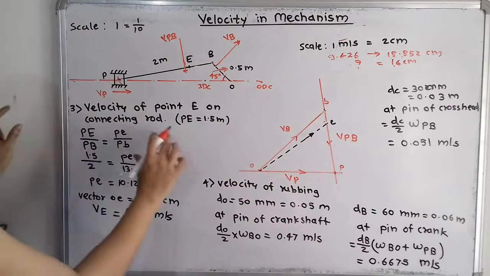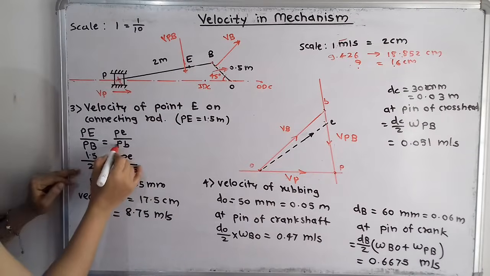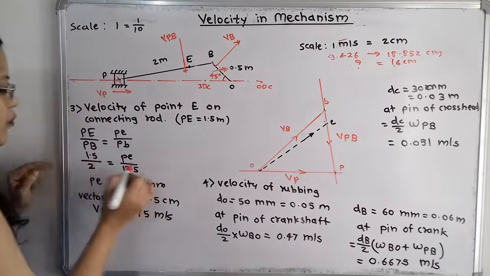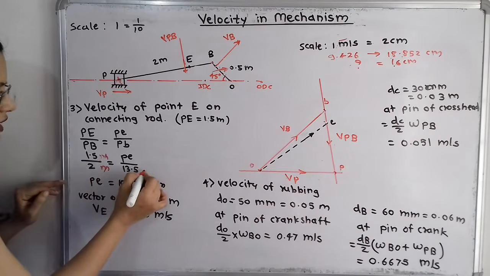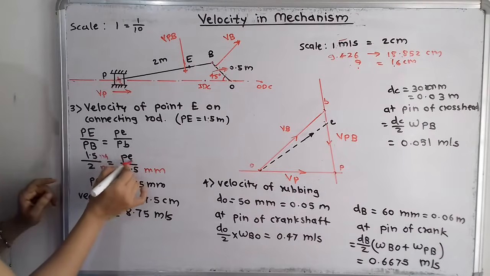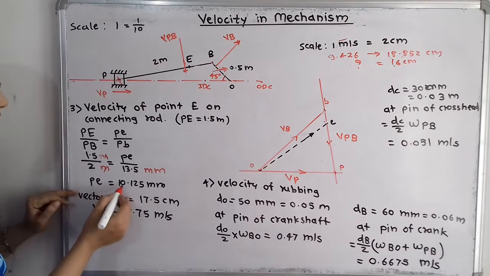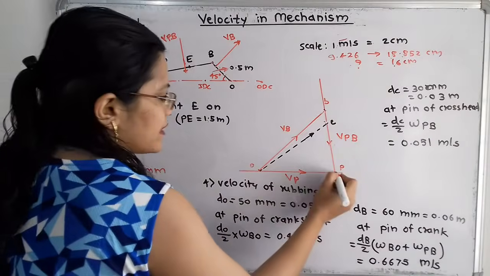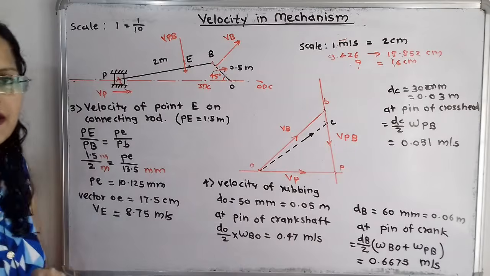So we will put all the known values. PE is 1.5 meter, PB is 2 meter, and the velocity vector PB is 13.5. Here the unit is meter, so this meter gets cancelled, and here the unit is millimeter. So when we calculate this unknown term, that is PE, we will get the answer in millimeter. So this PE is equal to 10.125 millimeter. So we have to take the distance 10.125 millimeter and locate the point E here.